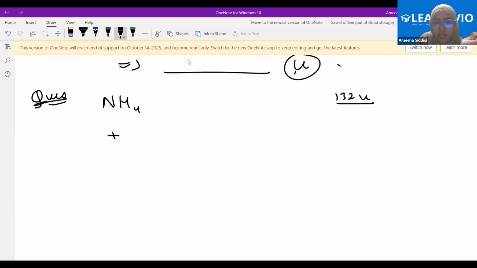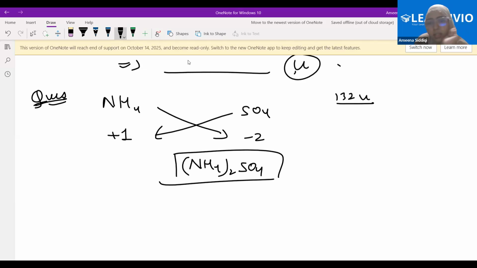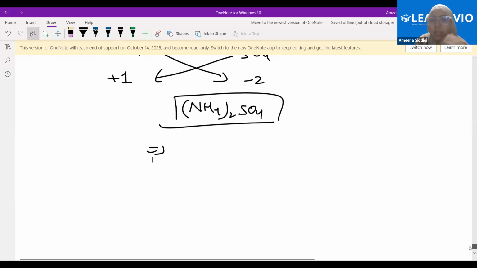Ammonium is this with the charge of +1. Sulfate is this with the charge of -2. I crisscross them. I get ammonium sulfate, something like this. This is the formula that I will be getting. You can simply calculate the mass based on that. How many different elements are there? 4. Nitrogen, hydrogen, sulfur, and oxygen. Okay. Now this is simple.